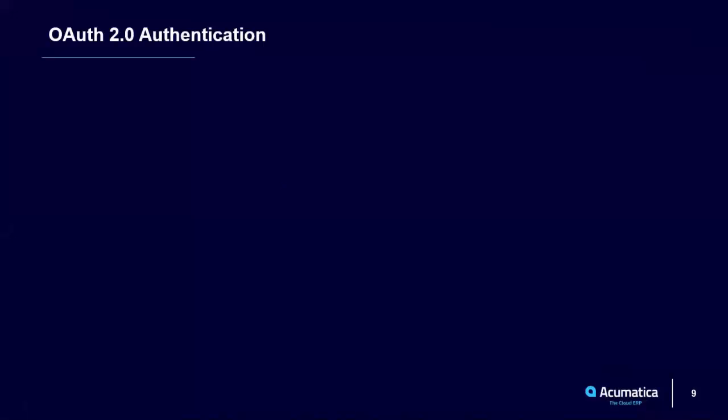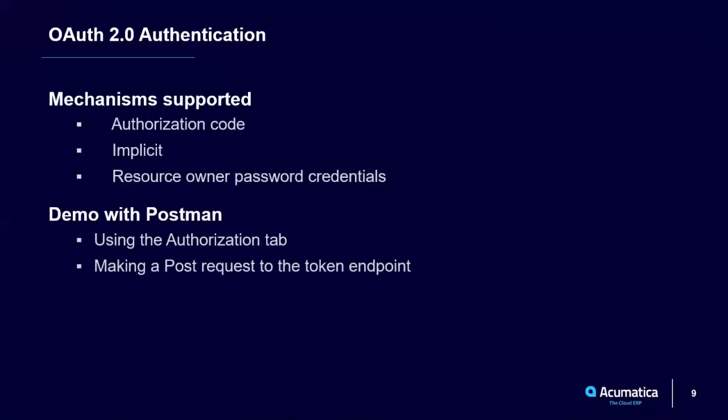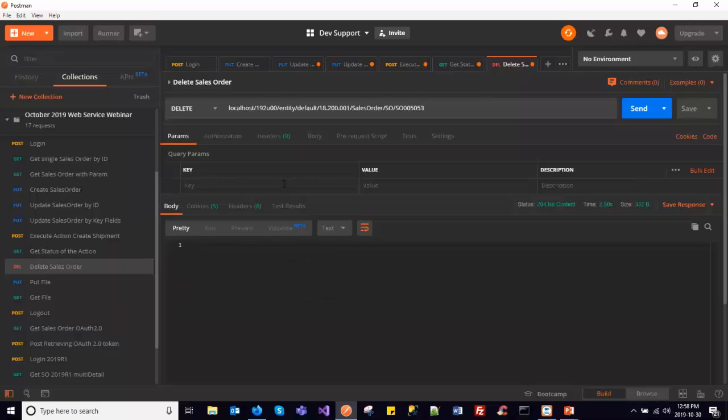In order to deal with the web service, you need to authenticate yourself, but you are not obligated to authenticate yourself through a login request. You can use OAuth 2.0 authentication. The different mechanisms that are supported are authorization code, implicit method, and the resource owner password credentials. And I'll now go back to a quick demo about this through Postman.